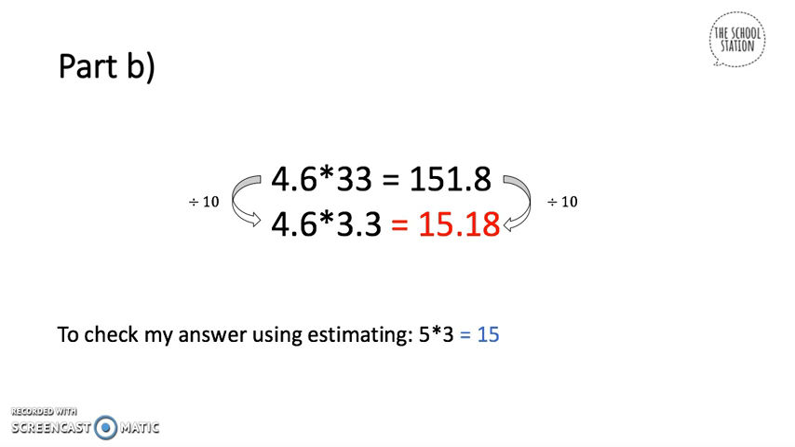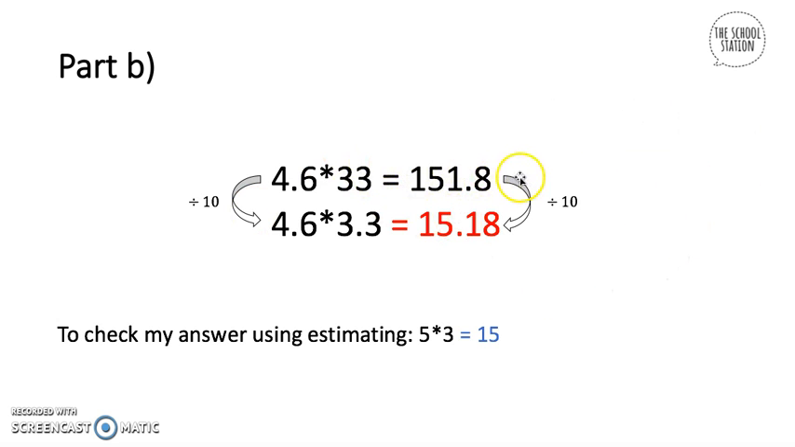So 4.6 times 33, we can see that 4.6 is actually the same in both, and the reason why is because we can see that 33, if we do 33 divided by 10, it actually becomes 3.3. So that is the difference between those two equations. We have 4.6 times 33, and 33 divided by 10 is 3.3. So therefore for 4.6 times 3.3, we just have to divide by 10 on the other side of the equation.